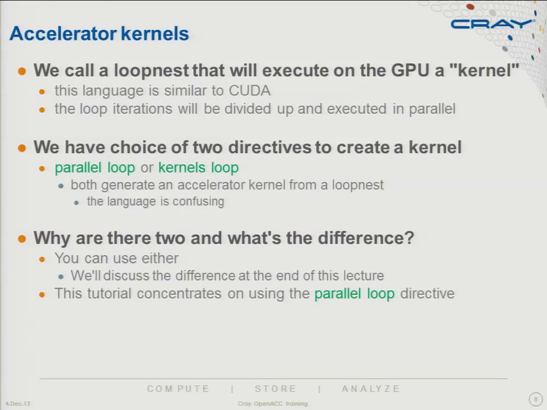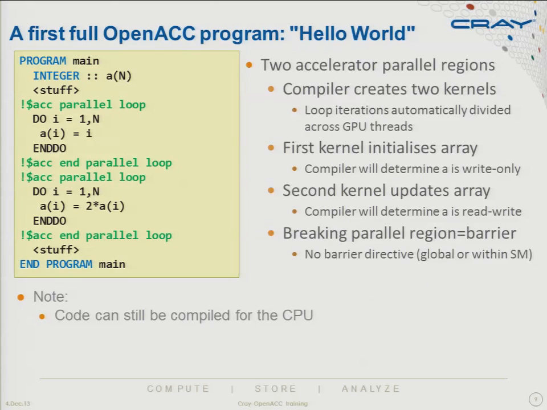So this loop nest that's going to execute on the GPU, we call a kernel, similar language to CUDA. The loop iterations are divided up and executed in parallel. So you need a loop nest where the loop iterations can be done in parallel. There are 2 directives that we can use to create a kernel. One is called parallel loop, and one is called kernels loop. Both generate an accelerator kernel from a loop nest. You could use either. There are slight differences between them, and I'll come to what those differences are. We're going to use parallel loop for, well, I'll mention that later, why.